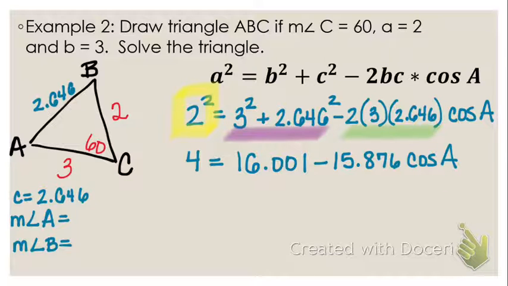So just as if this said 8 equals 3 minus 2x, you wouldn't be able to subtract the 3 and the 2x because the 2 is being multiplied, right? Going back to algebra 1. So we have to treat this the same. We have to subtract the 16.001 from both sides and then divide both sides by negative 15.876.